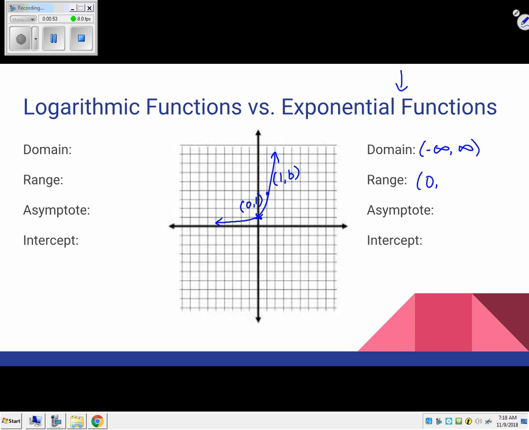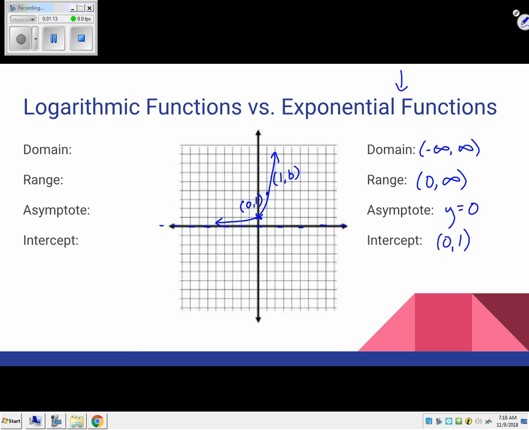Got my range to be 0 to infinity. Remember, there was an imaginary line that sat right here. The graph came down and sat on it. Didn't cross it, but got close to it. That's my asymptote. That was at y equals 0. And then I had an intercept at 0, 1.